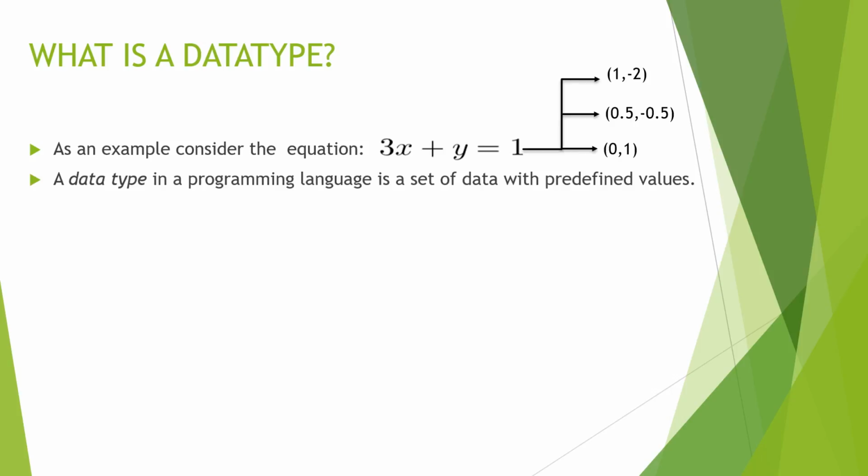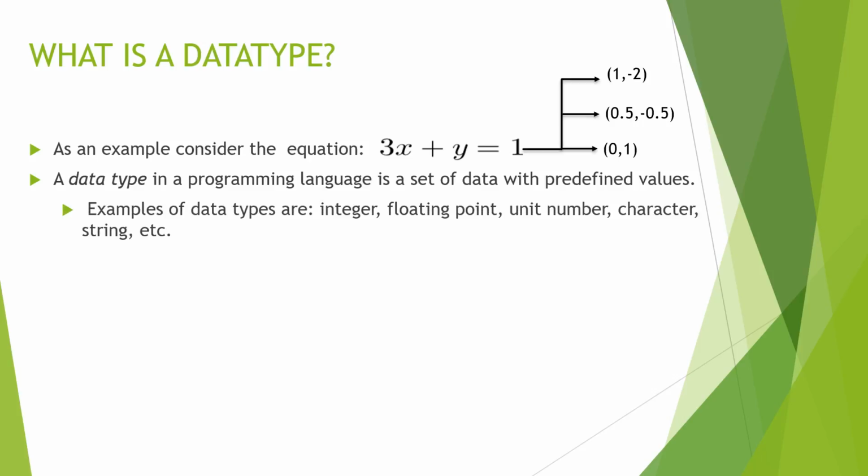A data type in a programming language is a set of data with predefined values. These are examples of data types: integer, floating point, unsigned number, character, string, etc. When I say predefined values, it means the int data type will take only integers and the float data type will take only real numbers.